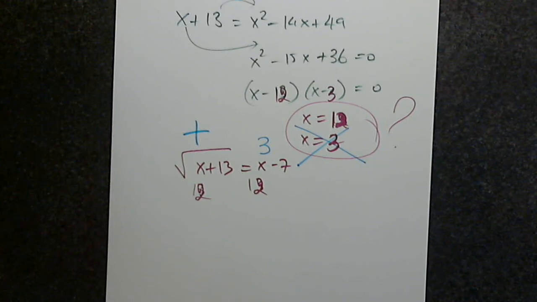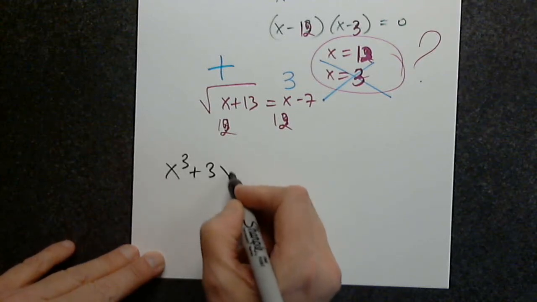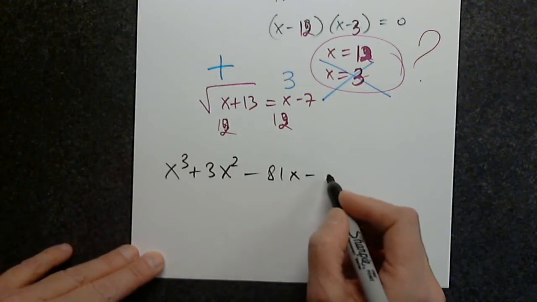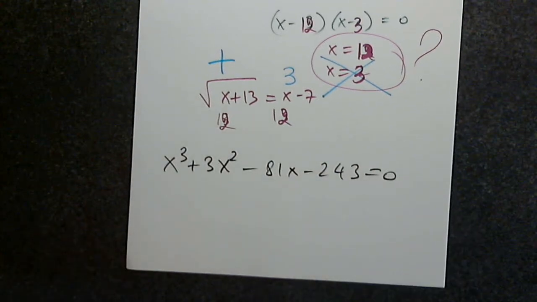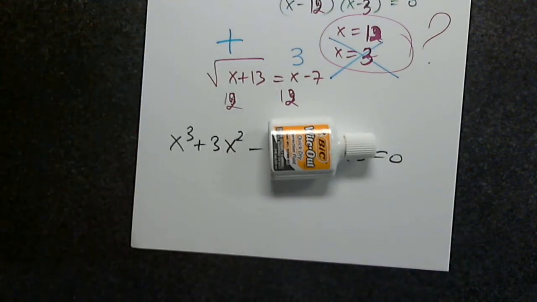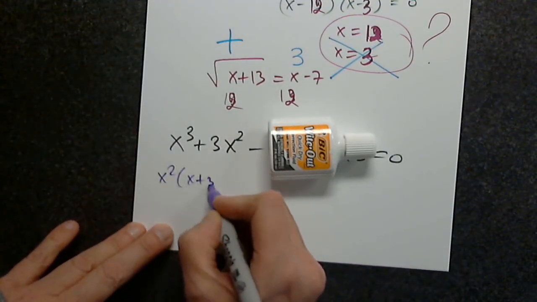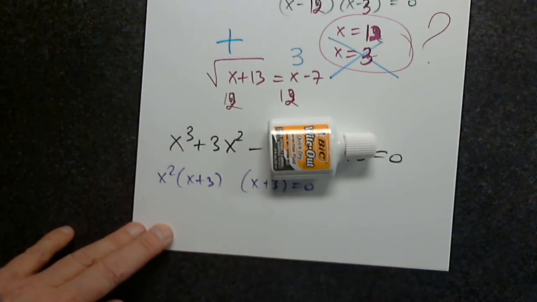Okay, the next one. Any questions on this? So the next one is a polynomial, and we have x cubed plus 3x squared, I move everything to one side, and minus 243 equals 0. Because there are 4 terms, I know my only chance is factoring by grouping. So I'll factor from the first 2, which is x squared times x plus 3. And if I don't get an x plus 3 from the other 2, then I can continue.